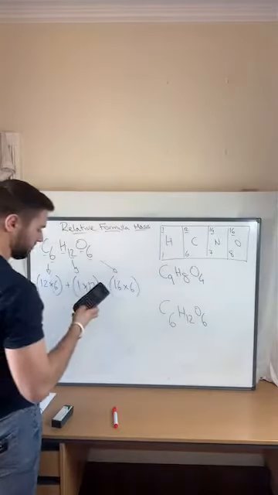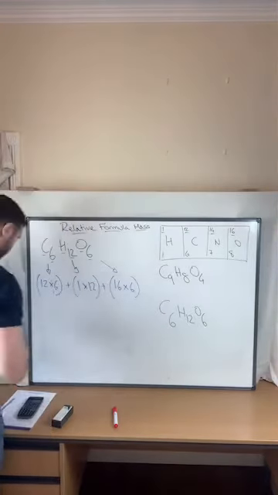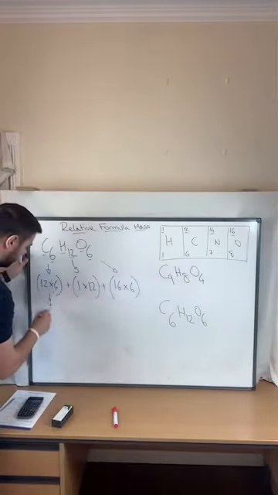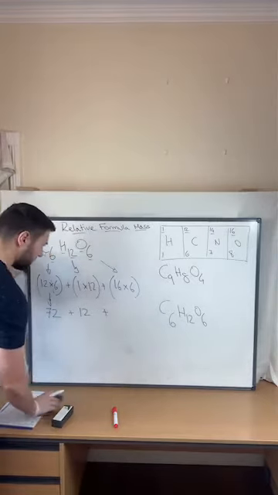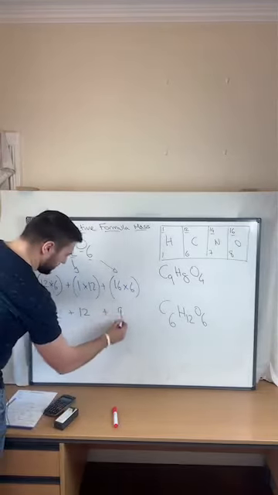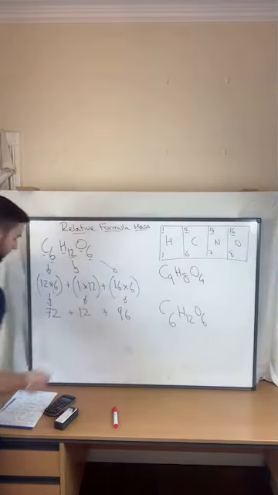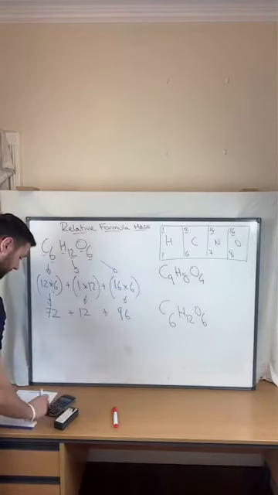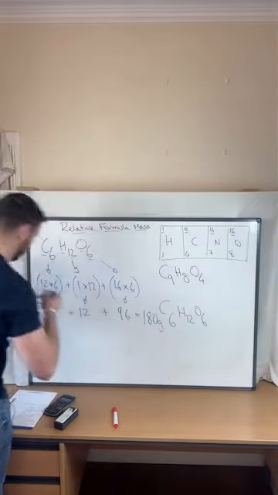So 12 times 6 is, this is numbers that I should be doing in my head, but I would rather be safe than sorry, 72, plus 1 times 12 is 12, plus, I think this should be 96. Oh, 96, there we go. So that's what those three numbers equal. We add them all together and that should come out at 180. Boom. So all of those together is equal to 180 grams.